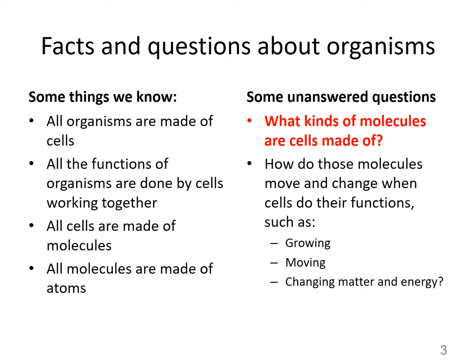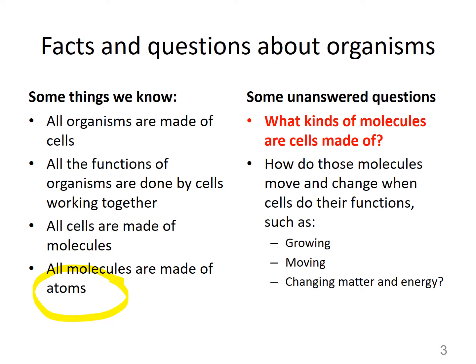Before we start talking about molecules, let's talk about some facts and some questions that we know. Some facts that we know are that all organisms are made of cells, and those cells are the smallest living structure that we can think of. All of those cells are made of molecules that are put together, and all molecules are made of atoms. And we have some rules about atoms that we can add to this. One thing that we know is that atoms last forever, and we know that atoms have mass. We also know that energy lasts forever, and that will come into this later.